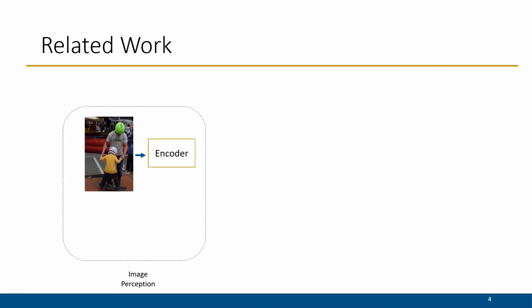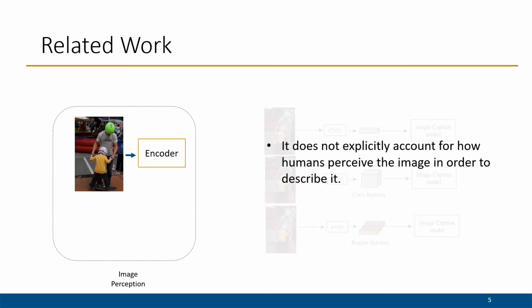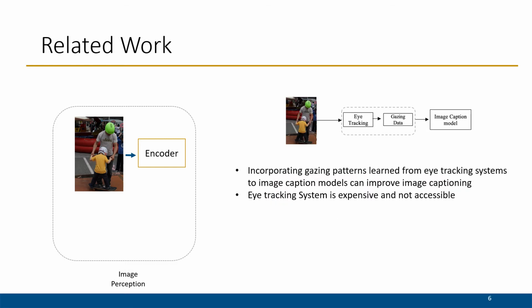To generate an image caption, current state-of-the-art models heavily depend on CNN and RCNN to extract the visual features. These methods can generate a human-like description by learning visual features purely from the image. Such methodology does not explicitly account for how a human perceives the image in order to describe it.